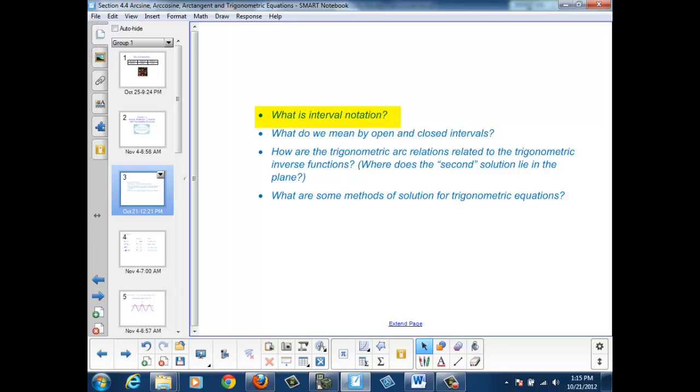What is interval notation? What do we mean by open and closed intervals? How are the trigonometric arc relations related to the trigonometric inverse functions? Where does the second solution lie in the plane? What are some methods of solution for trigonometric equations?